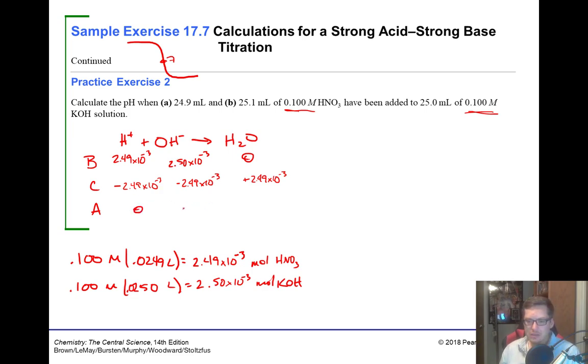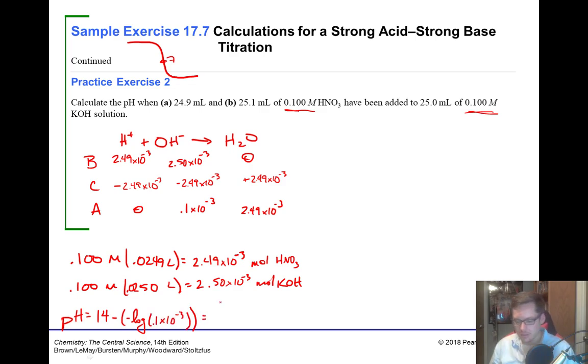So this will become 0, and this will become 2.5 times 10 to the minus third minus that. So it'd be 0.1 times 10 to the minus third, right? And 2.49 times 10 to the minus third. So in order to calculate the pH of this guy, well, this is the concentration of hydroxide. So our pH is going to be equal to 14 minus the negative log of what we just calculated, because that's the concentration of hydroxide. So 0.1 times 10 to the minus third. So we say 14 minus the negative log of 0.1 E minus third. And I got a pH of 10, and that makes sense because it should be basic.